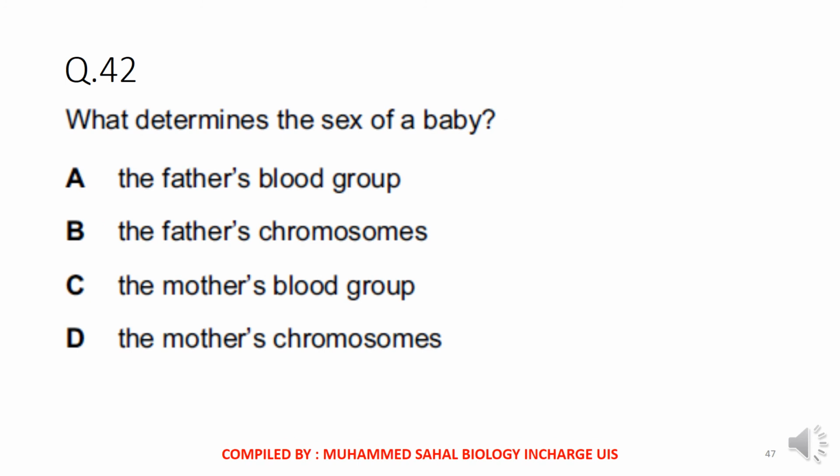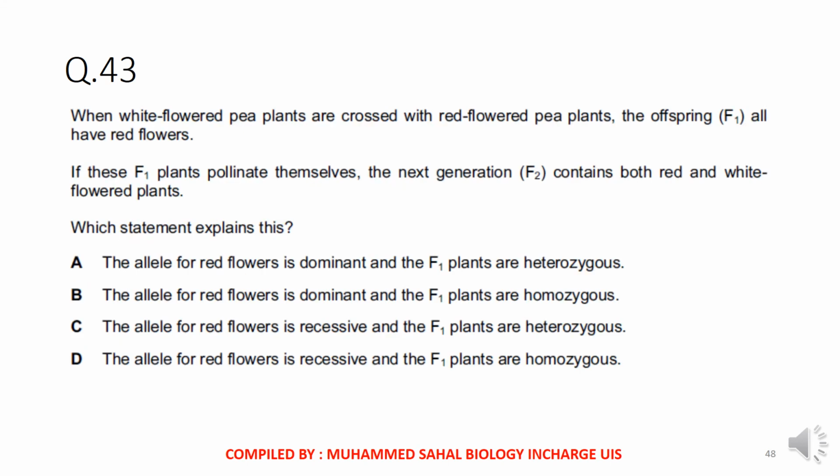What determines the sex of a baby? The answer is B. Question number 43. When white-flowered pea plants are crossed with red-flowered pea plants, the offspring, capital F1, all have red flowers. If these F1 plants pollinate themselves, the next generation, F2, contains both red and white flowered plants. Which statement explains this? The answer is A.